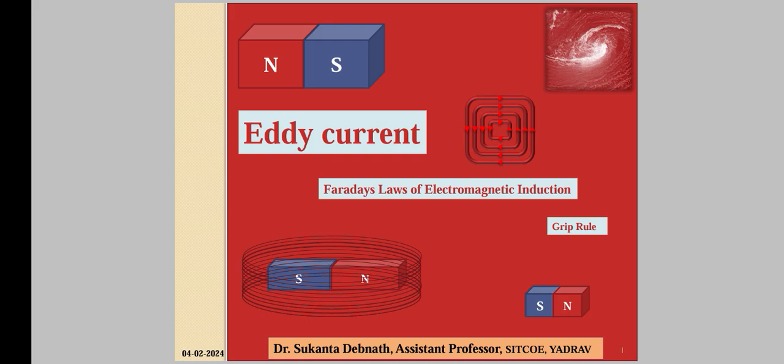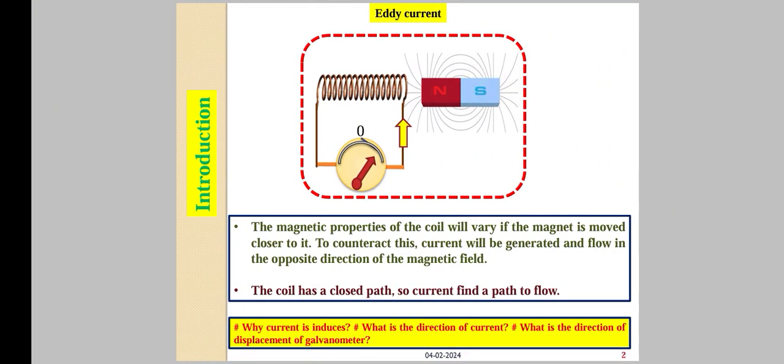In this video, I am going to discuss eddy current, Faraday's laws of electromagnetic induction and the grip rule. Before starting eddy current, I am going to discuss this one circuit. Suppose we have a coil and beside that coil one magnet is placed. Now if we move that magnet, the magnetic flux will change.